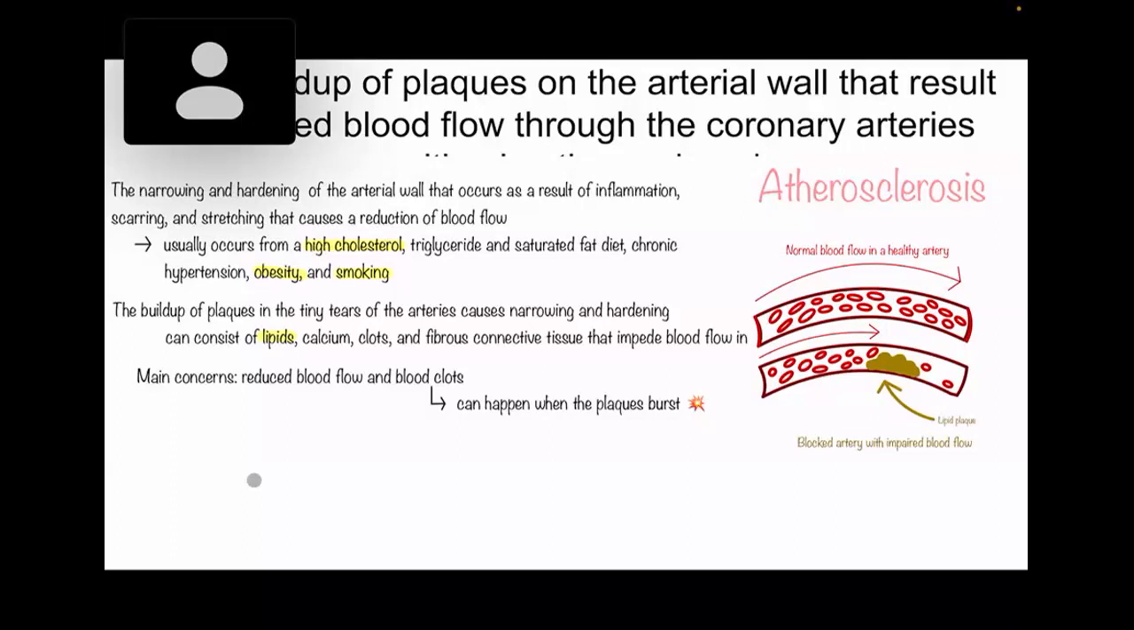The issue is that when we have narrowing and stiffening, this reduces blood flow to the heart, and this puts my patient at risk for a myocardial infarction or an unstable angina episode, because guess what? Angina is chest pain that occurs due to inadequate oxygen. Our risk factors for atherosclerosis are the same risk factors for coronary artery disease, because essentially CAD is atherosclerosis of the coronary arteries. This atherosclerosis occurs from high cholesterol diets, obesity, and smoking. Our main concern is this puts us at risk for clots and reduced blood flow. The clots occur if a plaque bursts and travels somewhere where it no longer fits.